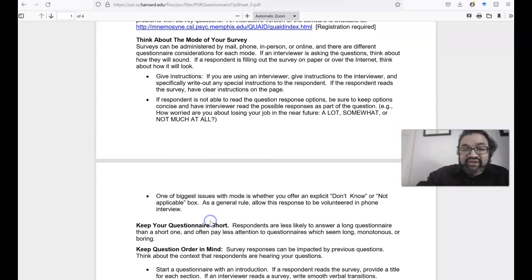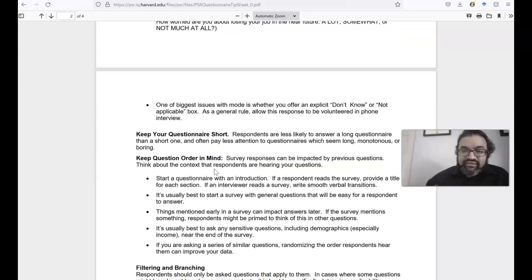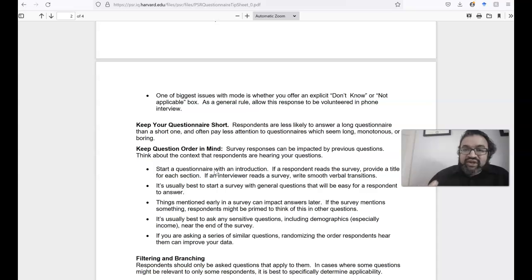So there's practical considerations to be thinking about. Speaking of practical considerations, keeping your questionnaire short is sometimes important as well. This doesn't mean that only shorter questionnaires are effective, but thinking about what holds the respondent's attention span when you're administering the questionnaire.